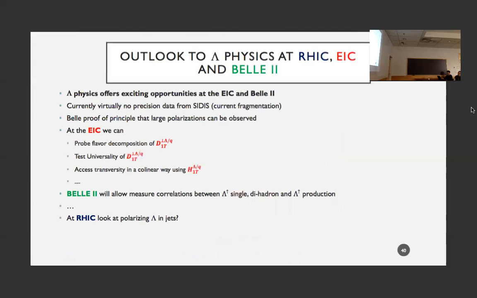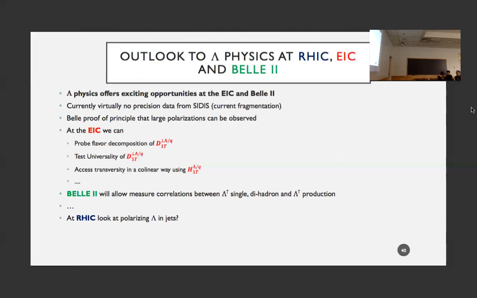Okay, so I just have two outlook slides. Lambda physics at RHIC and the EIC, I think there are pretty exciting opportunities which haven't really been explored too much. So the obvious thing is to probe the flavor decomposition of the polarizing fragmentation function at the EIC, test universality, and access transverse polarization dependent fragmentation function H. And I think many, many more. We can look at all these correlations in the final state. I think you can use precision Belle data, maybe also EIC data, to correct for feed down.